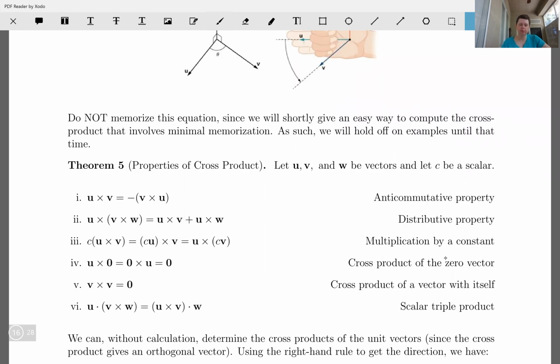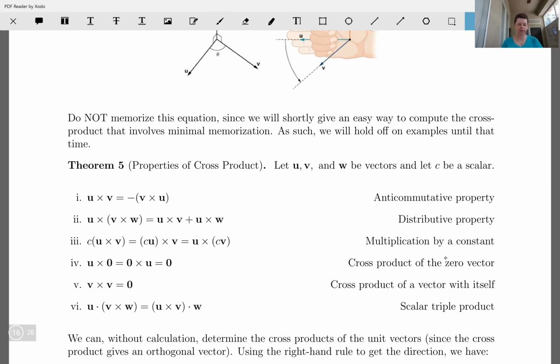So there are some cool properties of the cross product. First of all, the cross product is anti-commutative. And that kind of makes sense because of the right-hand rule, right? So if I have u cross v and it's pointing up, well, when I do v cross u, I'm starting with v and going to u. Notice I'm pointing down. So the cross product u cross v is the negative of v cross u.